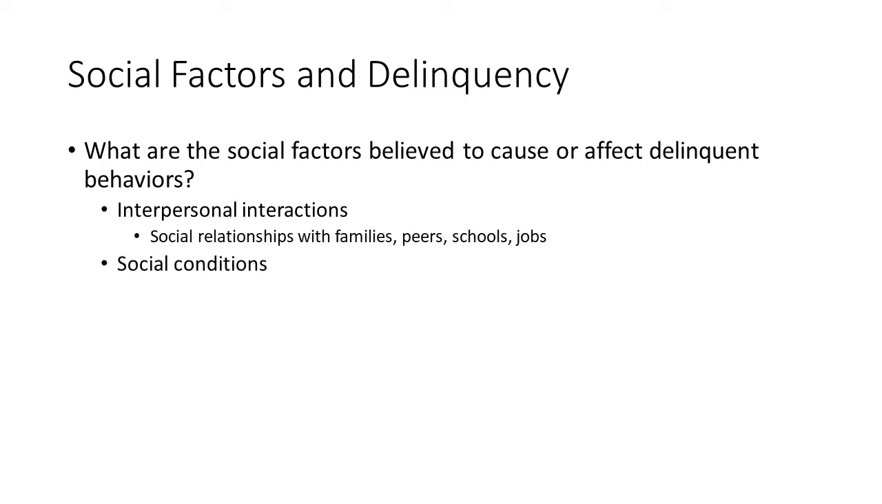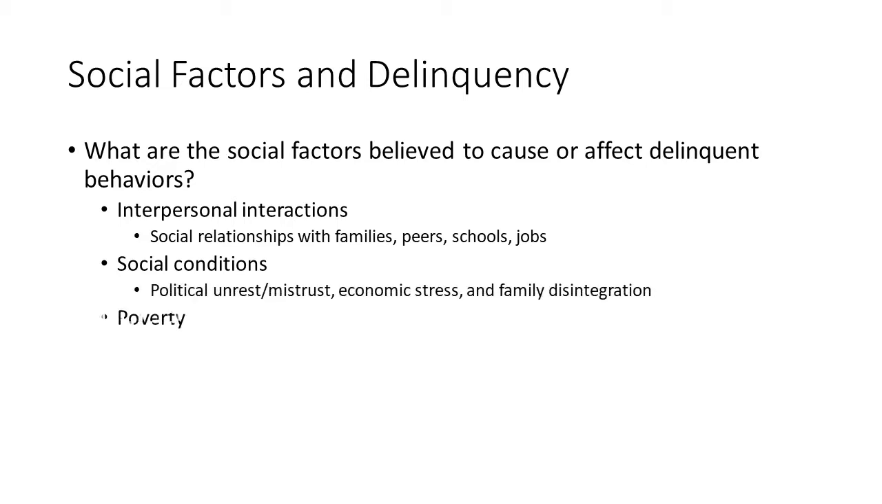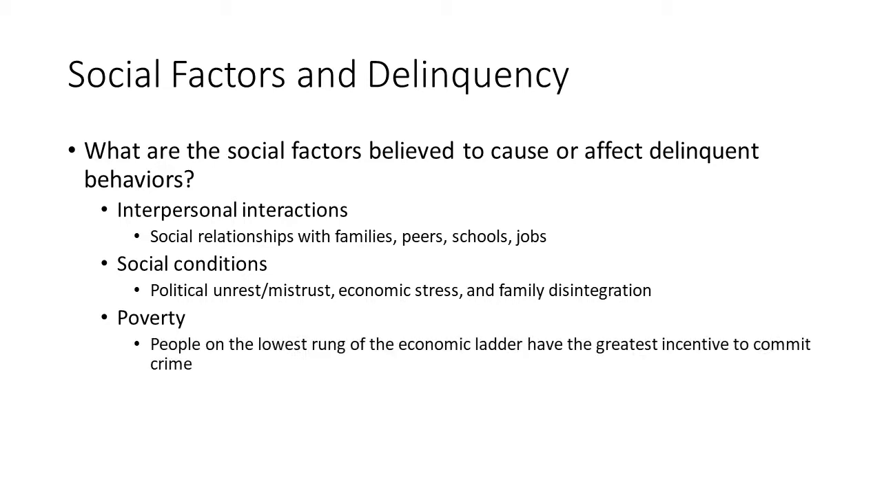Social conditions: political unrest or political mistrust, economic stress, and family disintegration. Those types of social conditions have been linked to delinquent behavior and crime. Poverty. We talked about poverty already in chapter 1. Poverty in the U.S. is more prevalent now than it has been in the last 30, 40 years, which affects everyone, all ages, all genders, all races, and all ethnic groups and backgrounds. Poverty is the severest among young families under the age of 30.